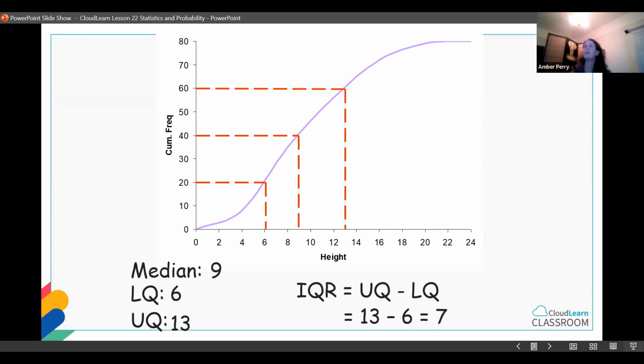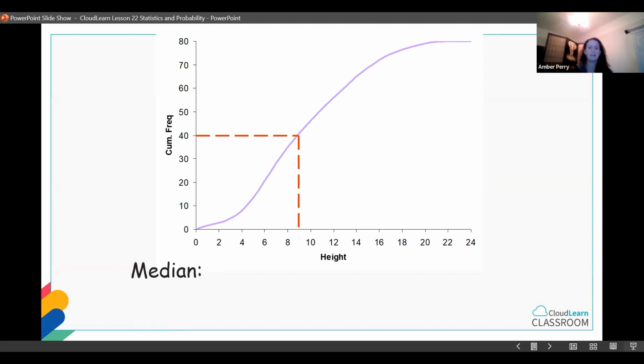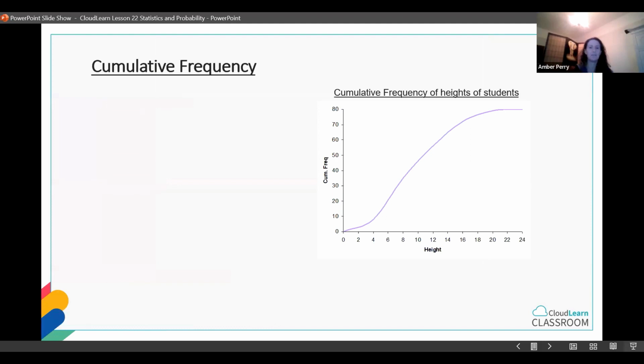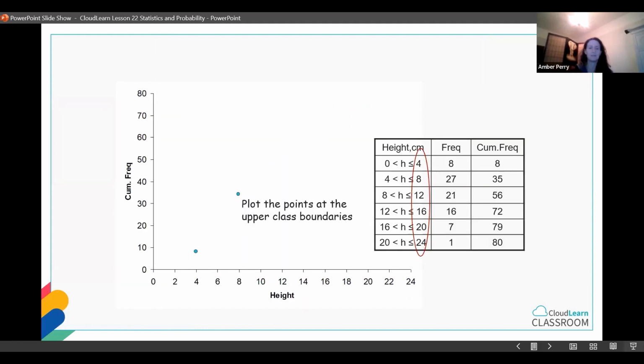Oh, no. So good question. The question is, if we have to estimate the mean, do we also use the upper class boundary? No, with estimated mean, you would always use the method that I showed you before. So if you wanted to estimate the mean of this one, you would have to find the midpoint. Always use the midpoint.